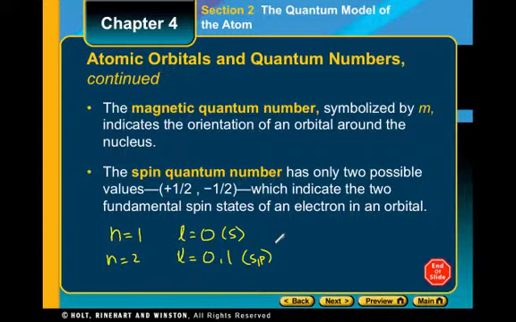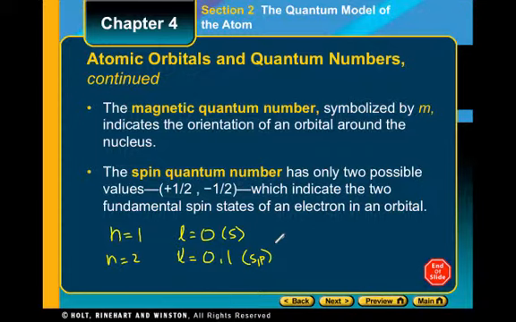So the farther away from the nucleus. So this could be a 1S versus a 2S. So electrons can be farther away in this orbital. So you can have a 1S, 2S, 3S, 4S, 5S. Those are all S sublevels. They're just going to be in different energy levels.